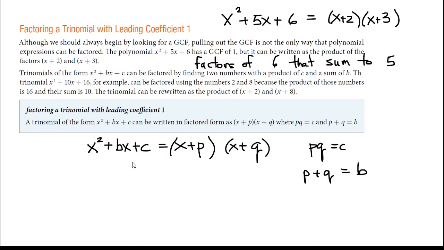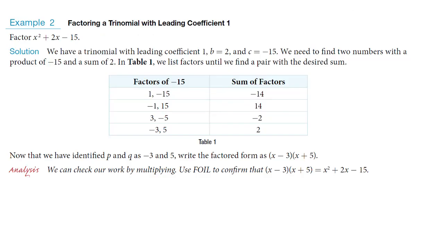So in this case, I want factors of c that sum to b. In example 2, factoring a trinomial with a leading coefficient of 1. So our trinomial is x squared plus 2x minus 15. So we have a leading coefficient of 1. In this case, b equals positive 2 and c equals negative 15.